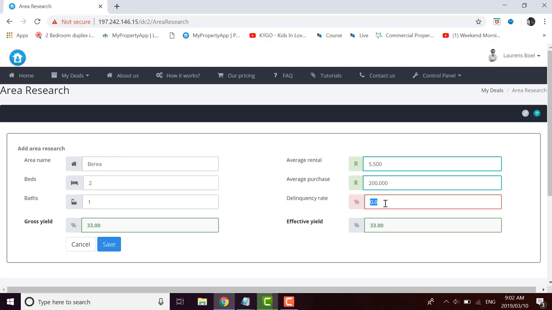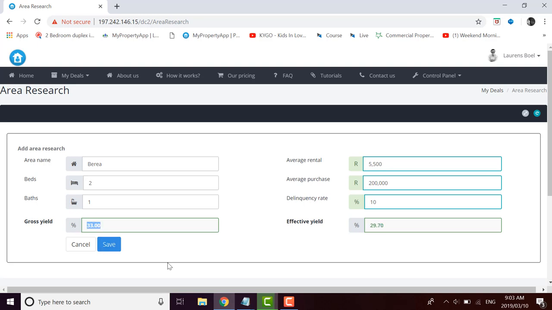Now remember, when you're looking at a rental property, yes, the rent is important, the expenses are important, but you also need to know what's the risk of the property being vacant, because if the property is vacant, there is no tenant, there is no income, it's not a good deal. Now the delinquency rate based on the TPN report that I pulled in Berea is around 8 to 10%, so let's say 10% conservatively. So here we've worked out the gross yield as well as the effective yield.